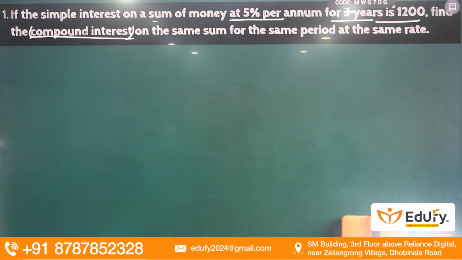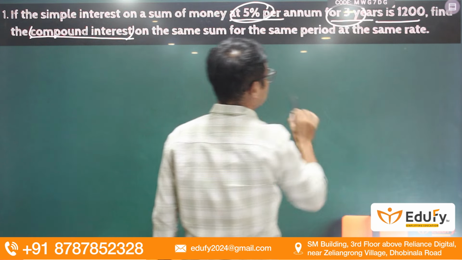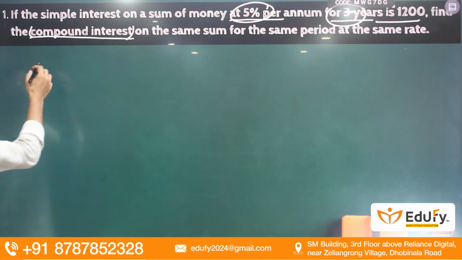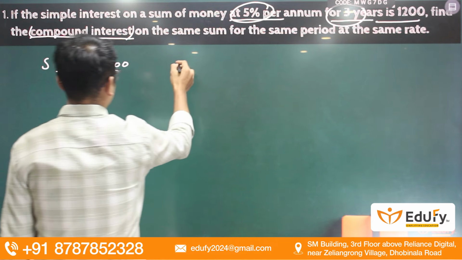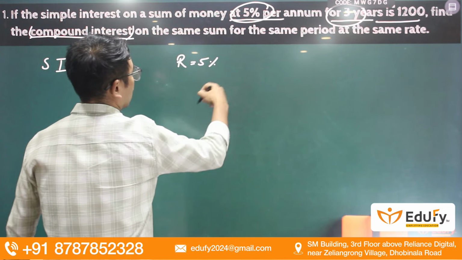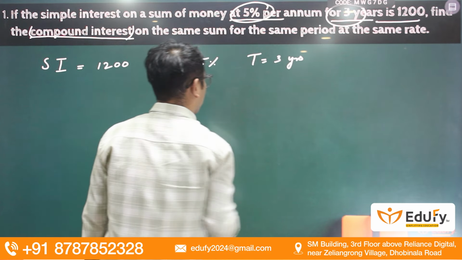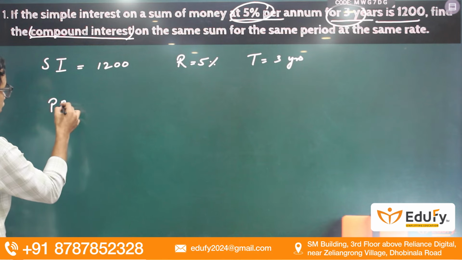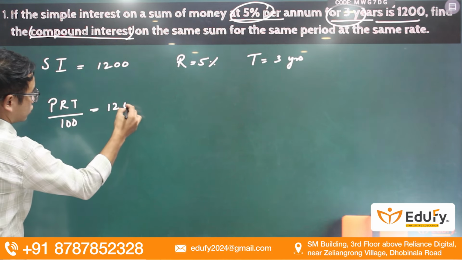To find out the compound interest, we have our formula. To begin with, we have our rate mentioned here, our year is also mentioned here, but we don't have our principal mentioned. But they have given us our simple interest, which is 1200. Then we have our rate, which is 5%, and our time, 3 years. So we know the formula for simple interest, which is PRT by 100, which is equal to 1200.